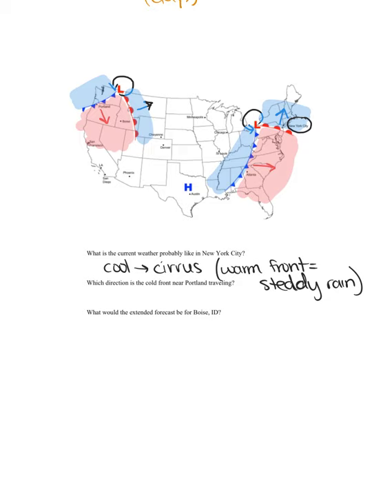And our next question says, which direction is the cold front near Portland traveling? So here's Portland. Now, we could just draw an arrow and say it's moving that way. But it's also important to use that compass rose and understand the directions. So if we've got north, south, east, and west, and then we draw that arrow going this way, it's in between the S and the E. So we would say that the direction is southeast.